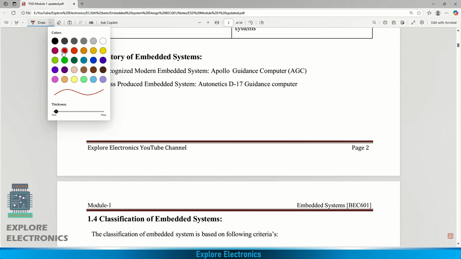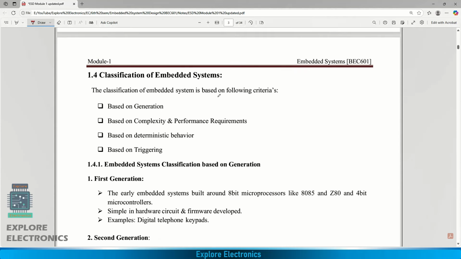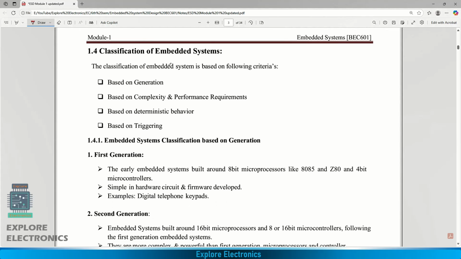Then comes the history of embedded systems. What is the history of embedded systems? The first recognized modern embedded system is the Apollo Guidance Computer, that we call AGC. The first mass produced embedded system is D17, the Guidance Computer, Autonetics. So this is just for your information. You can just go through the history of embedded systems, how they evolved, what came into existence first, and how the systems are nowadays. To know that, we can understand a classification, and also we will have it based on the generation as well. That helps you to understand the history.